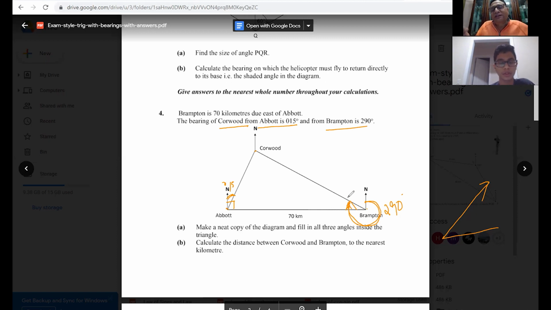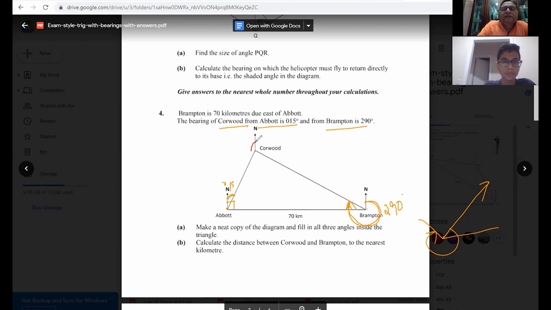So it goes through the triangle. It goes through the triangle. So this angle was kind of like this. From here, it is all the way to this point. That is how it is. Okay. So 290. Now let's fill in the other angles.